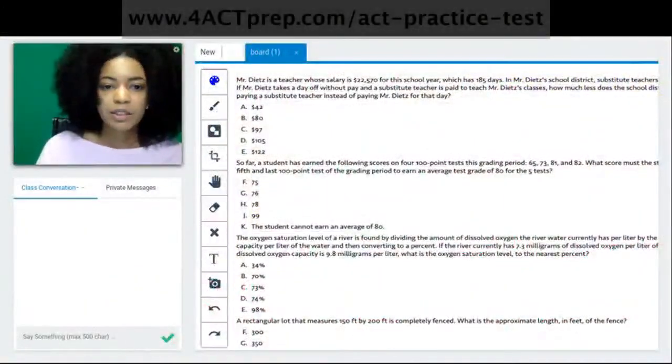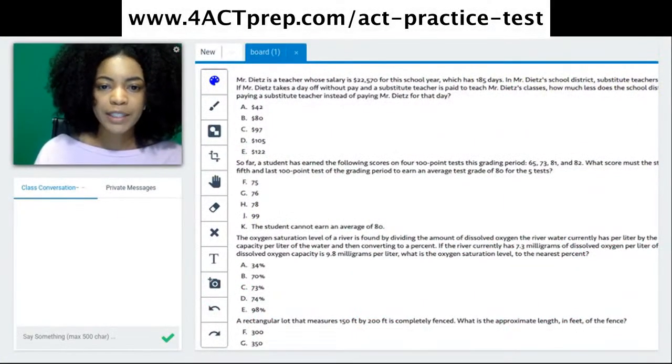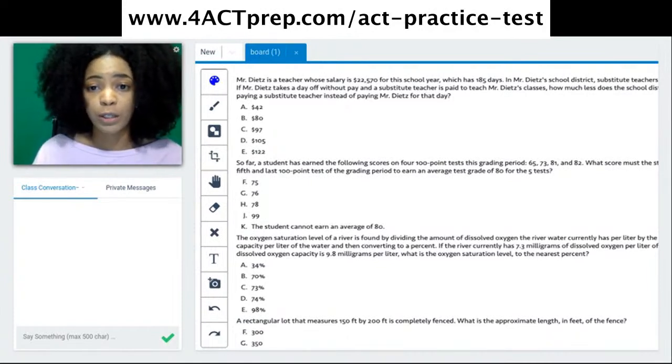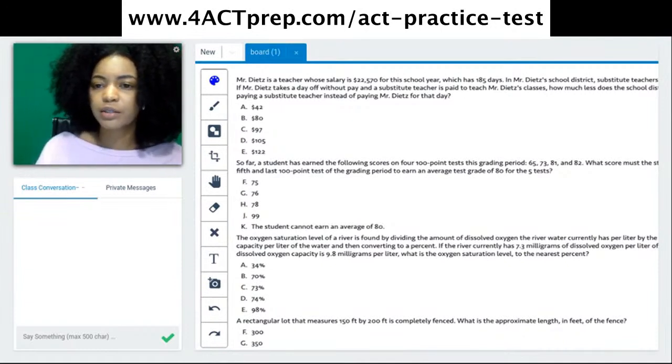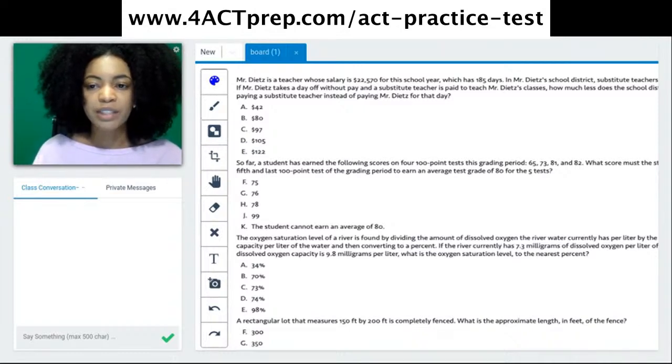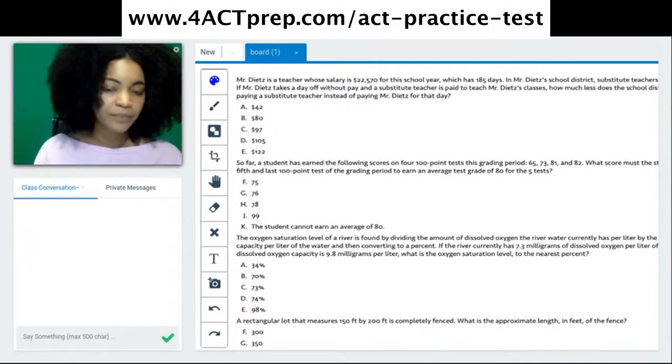Right, the first question says Mr. Deets is a teacher whose salary is $22,570 for this school year, which has 185 days. In Mr. Deets' School District, substitute teachers are paid $80 per day. If Mr. Deets takes a day off without pay and a substitute teacher is paid to teach Mr. Deets' classes, how much less does the school district pay in salary by paying a substitute teacher instead of paying Mr. Deets for the day?